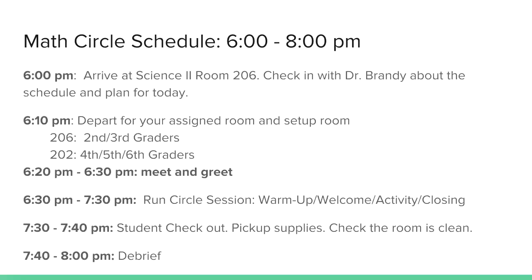And so what does that actually end up looking like? Math Circle sessions run for you as a mentor from 6 o'clock to 8 o'clock on a Tuesday night. We ask that you arrive by 6 p.m. to check in with me, and we'll do a schedule and plan for the day. At 6:10, we'll set up our different rooms. Around 6:20, students will start showing up. And from 6:30 to 7:30, we will run the actual Math Circle sessions. Around 7:30, the students will start being checked out by parents, guardians, and other adults. We'll then ask you to help us clean up the room. It should be a fairly brief process.